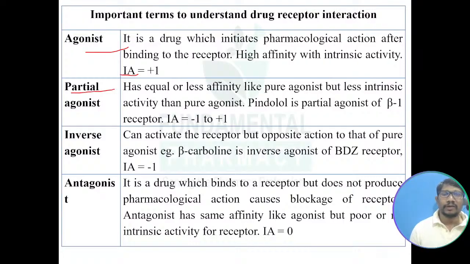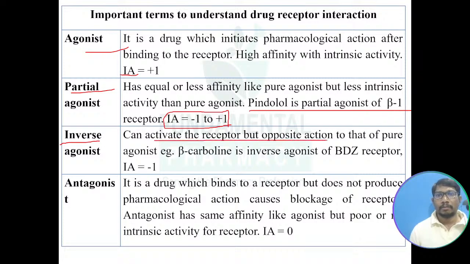Partial agonist means it will interact with the receptor and produce a partial effect. Intrinsic activity of a partial agonist is between -1 to +1. A question on this example has already come in exams. Pindolol is a partial agonist to the beta 1 adrenergic receptor. Now inverse agonist is opposite to that of the full agonist, so it can activate the receptor but produces the opposite effect of the pure agonist.